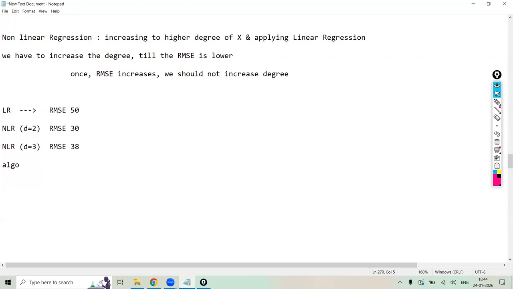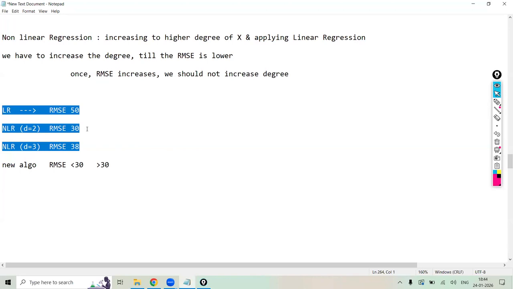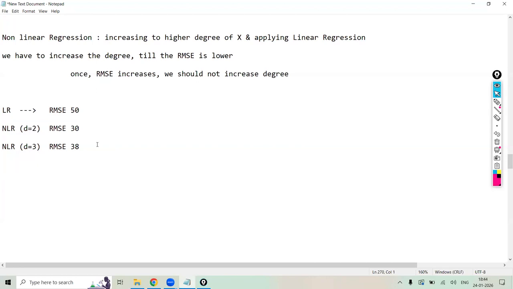Separately, if I go with a new algorithm, maybe it may give RMSE less than 30. Who knows? It may give RMSE less than 30, or it may give RMSE more than 30. Anything can be possible. Within these linear and non-linear, I concluded non-linear regression of degree 2 is best, as of now, because I have applied only three models. Out of three models, this is best.